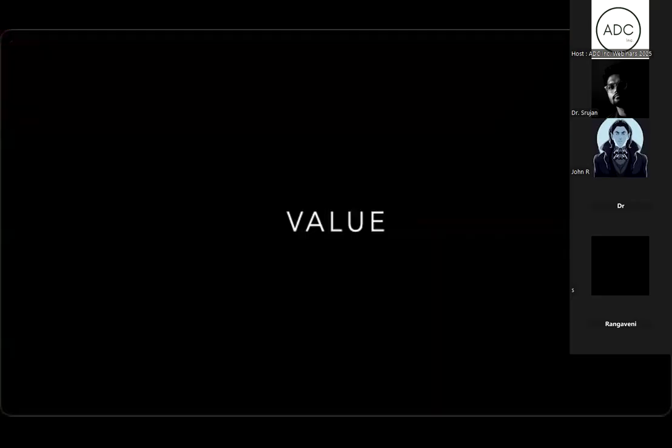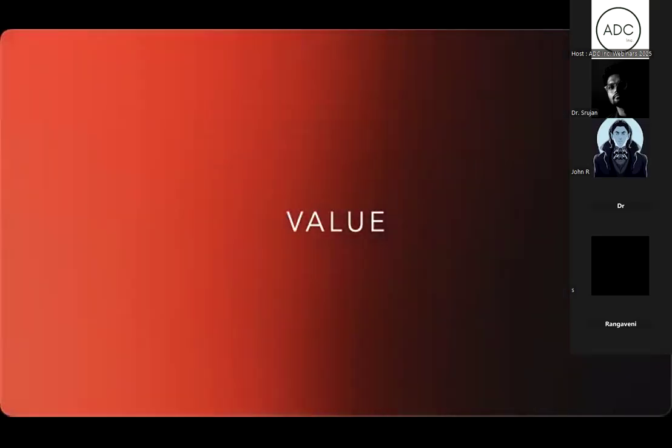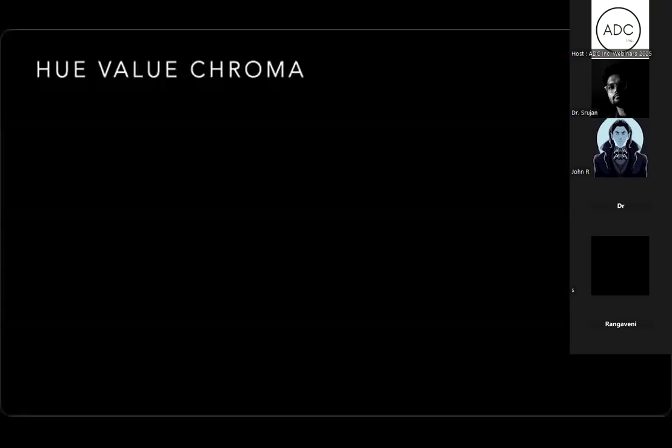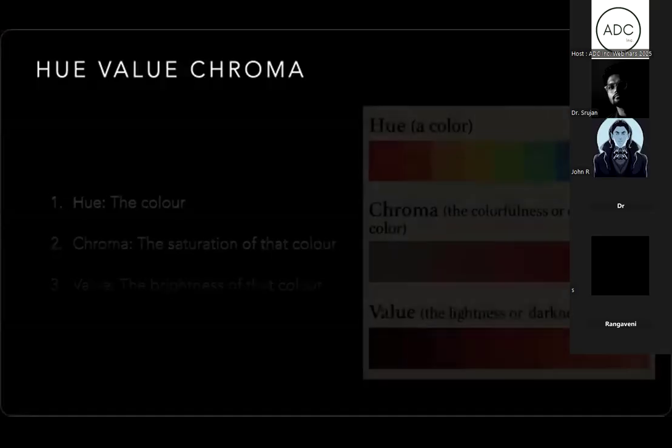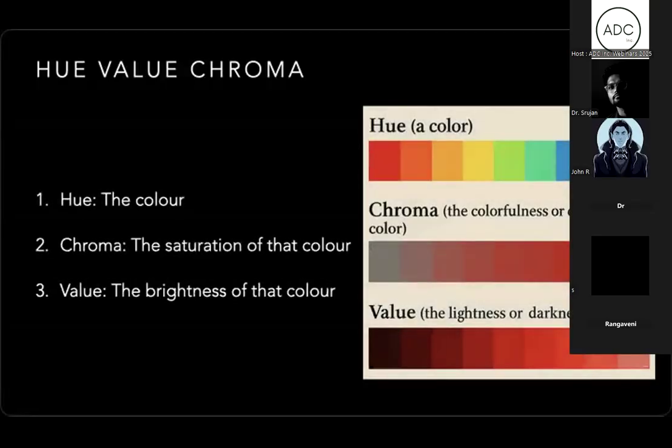And what is value? Value is the brightness of that color. Greater value is going to be bright. Lower value is going to be dark, right? So just to summarize all of this, hue is the color, chroma is the saturation of that color. It is going to make that color more colorful, more vivid, whereas value is the brightness of that color. Okay, I hope we all are on the same page.